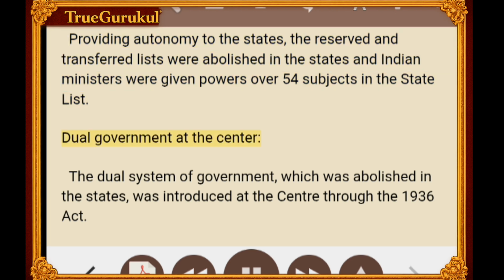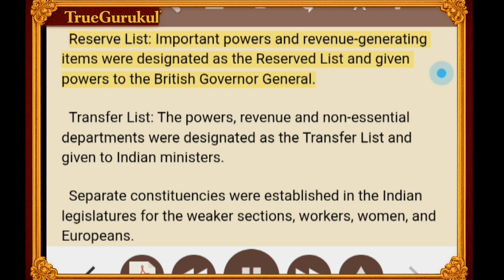Dual government at the centre. The dual system of government, which was abolished in the states, was introduced at the centre through the 1935 Act. Reserve list, important powers and revenue-generating items were designated as the reserved list and given powers to the British Governor-General. Transfer list, the less important, non-revenue departments were designated as the transfer list and given to Indian ministers. Separate constituencies were established in the Indian legislatures for the weaker sections, workers, women, and Europeans.